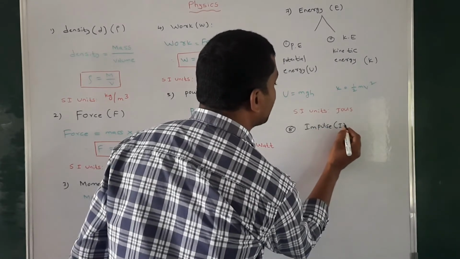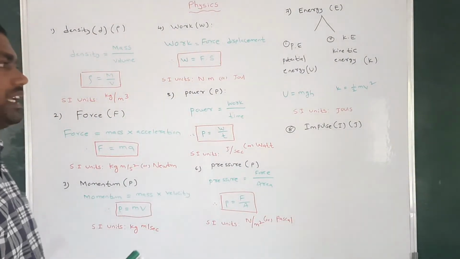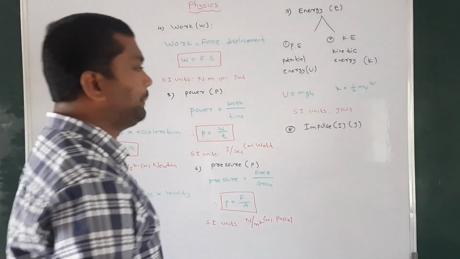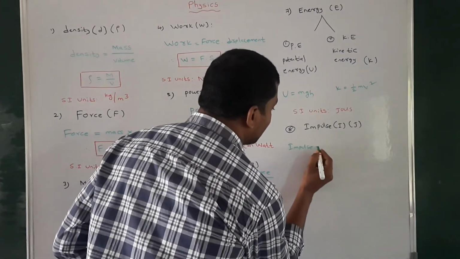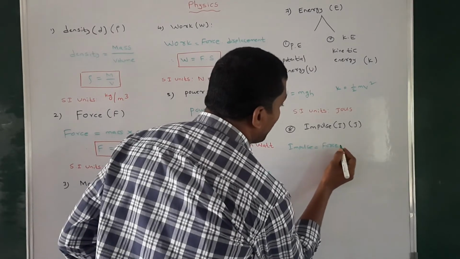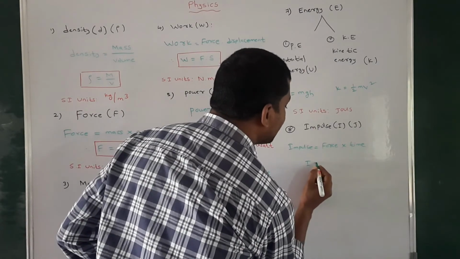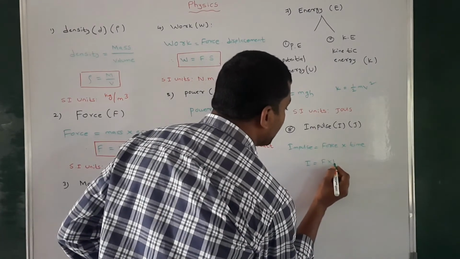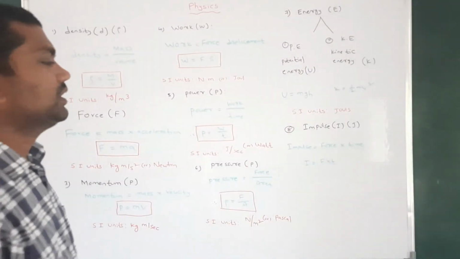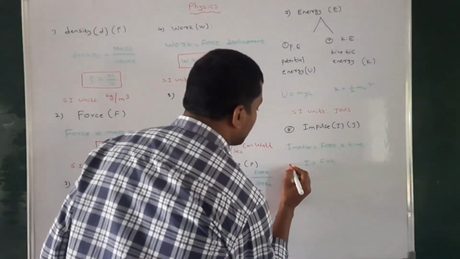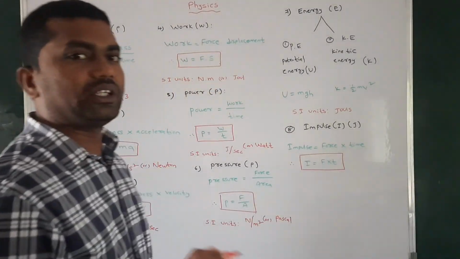Then next, the eighth physical quantity, impulse. It will be represented by I or J. Now we can write the formula of impulse. Impulse is equal to force into time, I is equal to F into T. This is the principle of impulse. So impulse will be represented by I or J, I is equal to F into T.